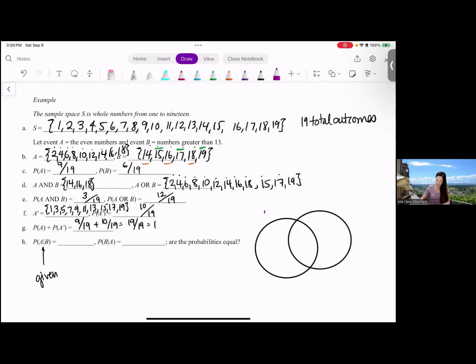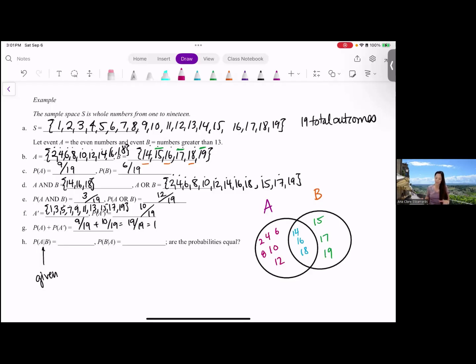And I'm going to list events A and B. The things that overlap, that open space where A and B overlap, is where we would put the things that are common to both. And we know that 14, 16, and 18 were common to both. And what was left of B was 15, 17, and 19. What was left of A was 2, 4, 6, 8, 10, and 12.